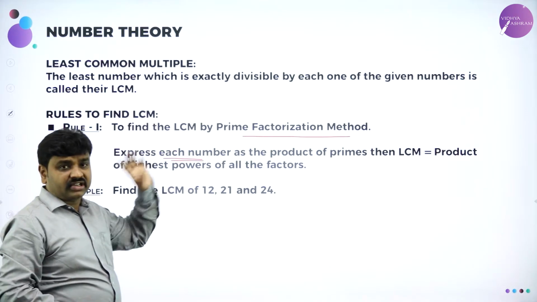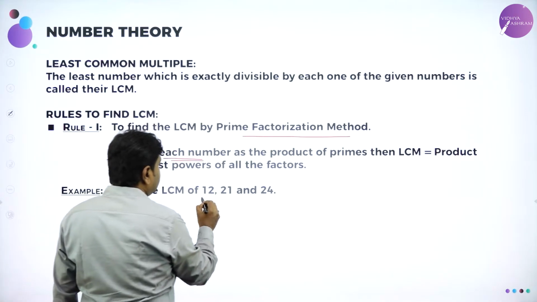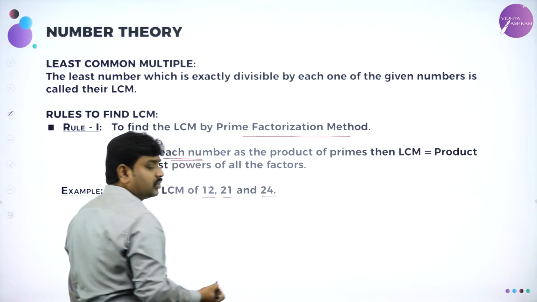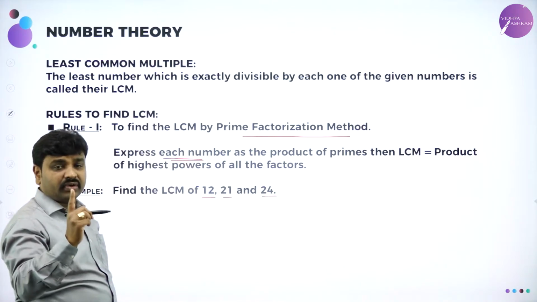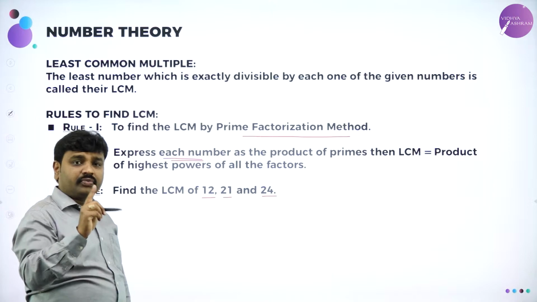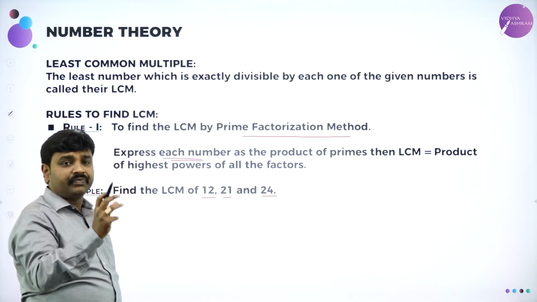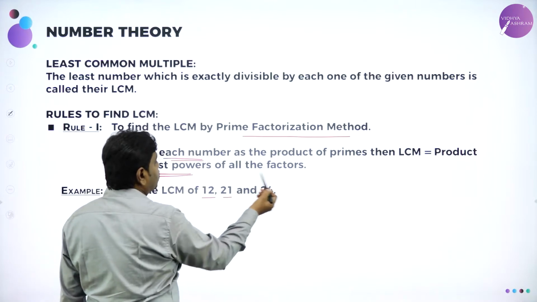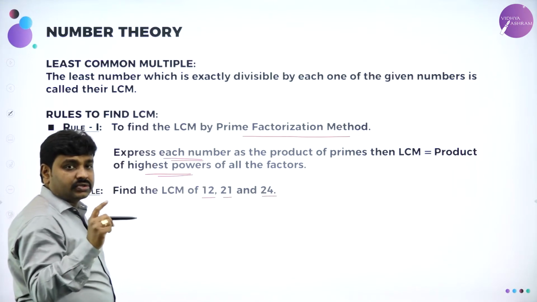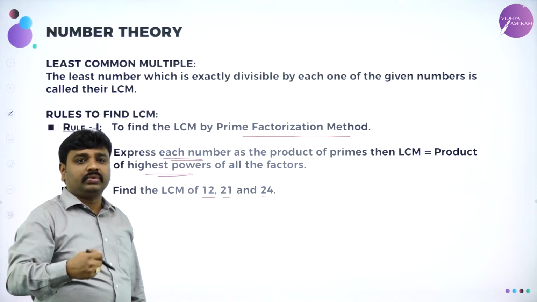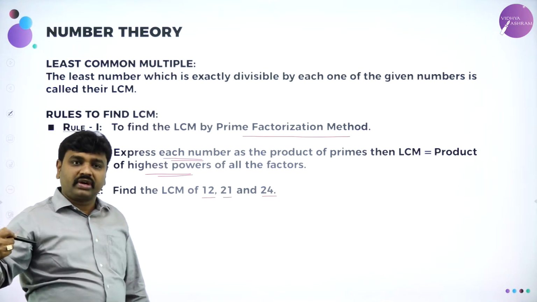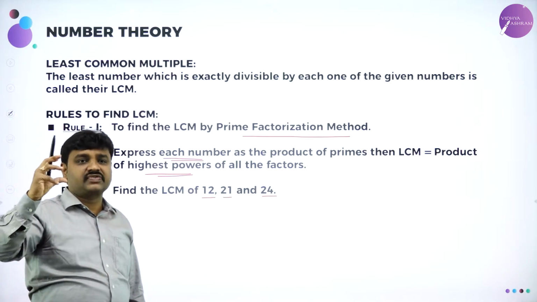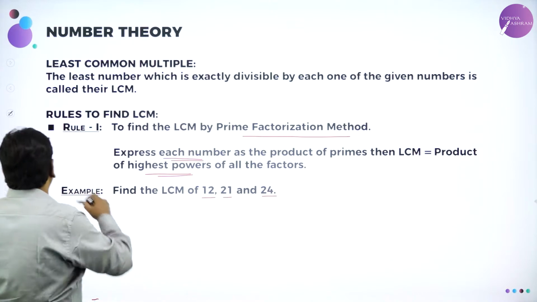The first method is the prime factorization method. They gave 3 numbers, 12, 21, 24. Write them as a product of prime numbers, and pick the product of the highest powers of all the factors. So if you have 2 square and 2 cube, pick 2 cube. And if it is 3 power 1 and 3 square, you should write 3 square. You have to choose the highest factor. I'll take some more examples.